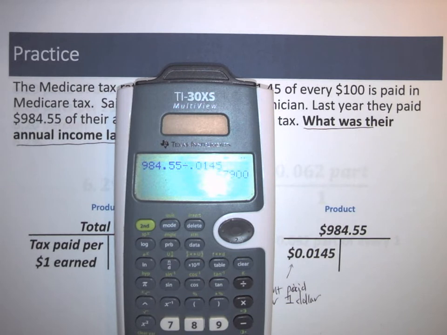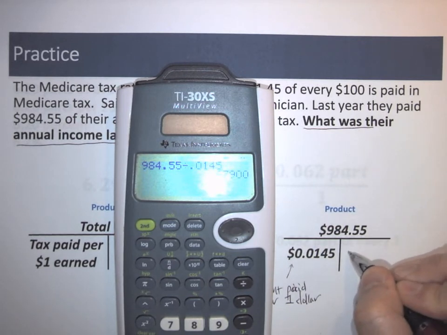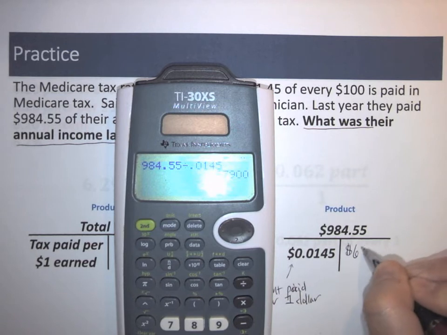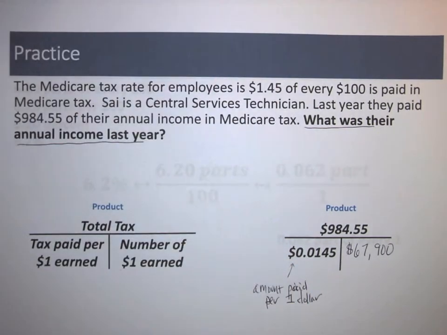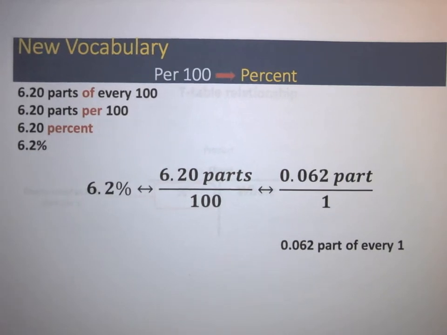And actually, we're looking at the same amounts here. And so this is that 67,900 that we were working with before. All right, so let's take this and let's talk about percentages and just apply some vocabulary here.